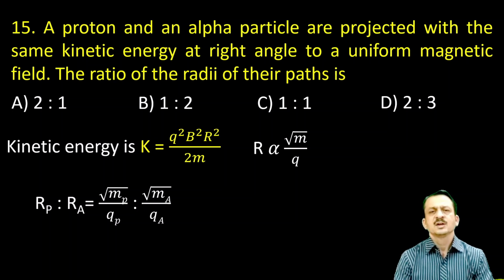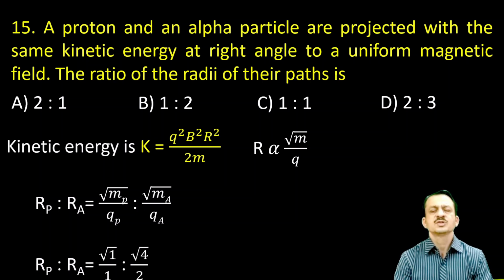If I take mass of the proton as 1 unit, therefore root 1, and charge is also 1 unit. Root 1 divided by 1 is to mass of the alpha particle as 4 units. Therefore, root 4 divided by charge of the alpha particle is 2 units, because it is having 2 protons. Now, if I substitute these values, it is root 1 by 1 is to root 4 by 2. Now, root 4 by 2 becomes 2 by 2. Therefore, the answer should be 1 is to 1. Hence, C is the right answer here.